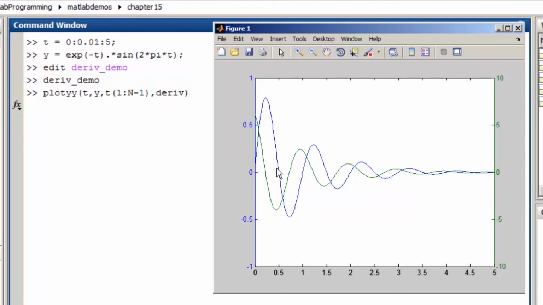Notice that the value of the derivative is high where the slope of the original function is high, and it's 0 where the slope of the original line is 0. So the derivative is 0 at the maximum and minimum values of the function.